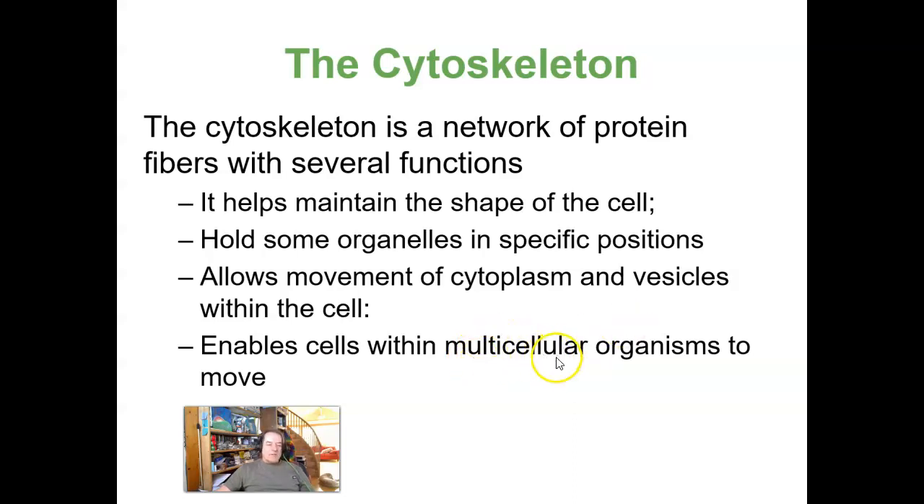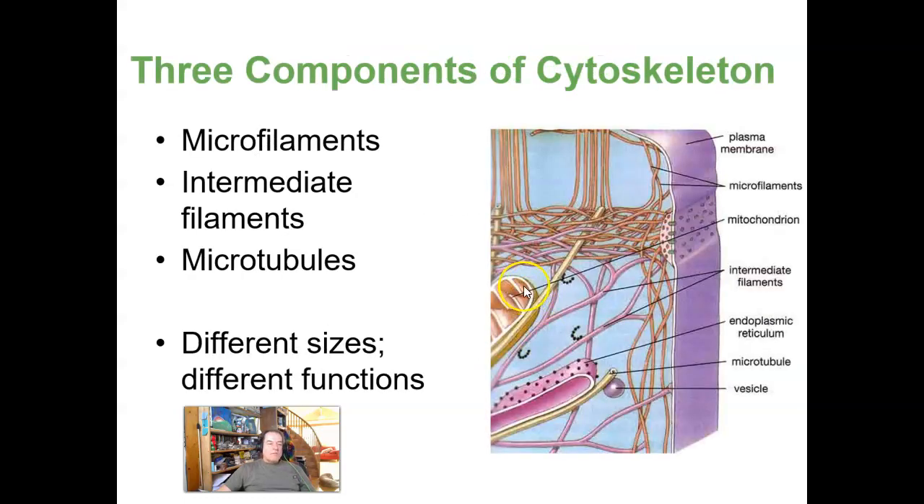Right. The cell doesn't move within the organism, but it changes shape, and if a whole bunch of those do that, we can bend a joint and articulate a limb or something like that. So there are 3 bits that you need to know. Going from smallest to largest are the microfilaments, very small filaments made out of individual spherical proteins. These are the microfilaments.